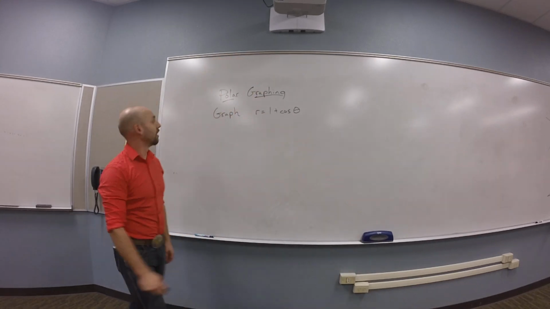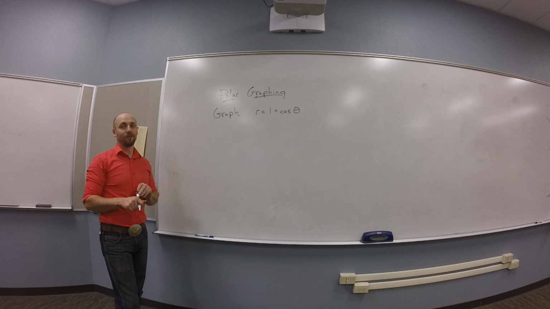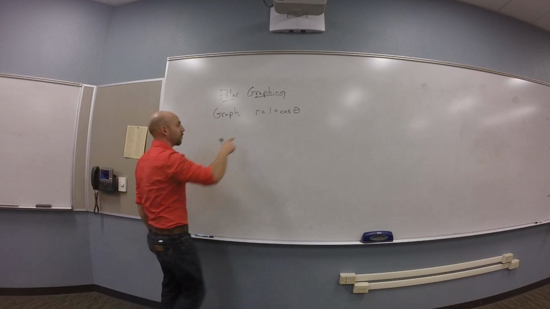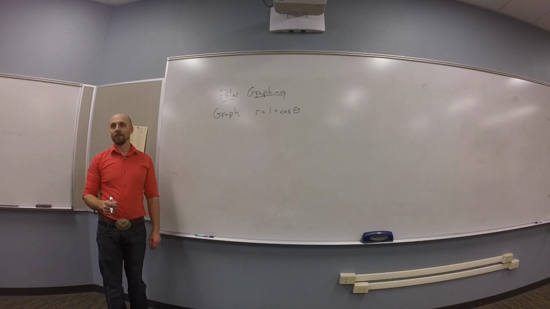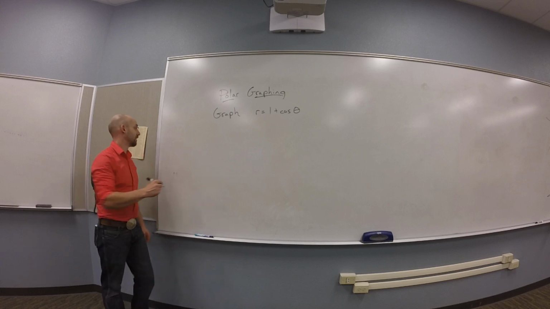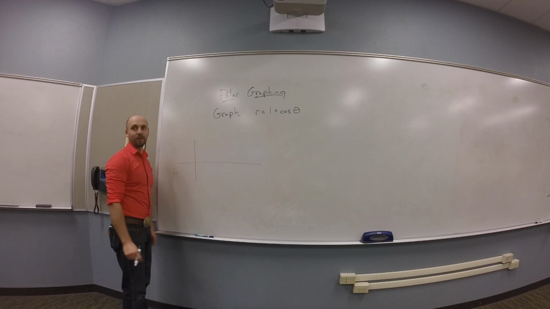Okay, so I need to show you how to graph things in polar. So here's a polar equation: r is 1 plus cosine theta. Okay, so what does a graph of 1 plus cosine theta look like?